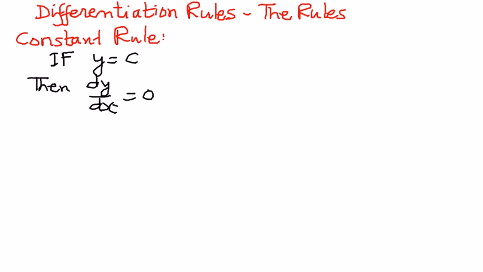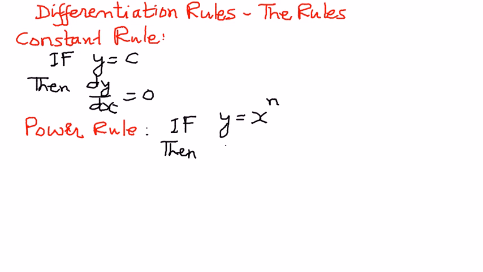Let us look at the second rule. The second rule is the power rule. If y is a function, if y is equal to x to the power of n, then the first derivative, dy by dx, is going to be equal to n x to the power of n minus 1. n is any positive integer in here. Let's look at the next rule.